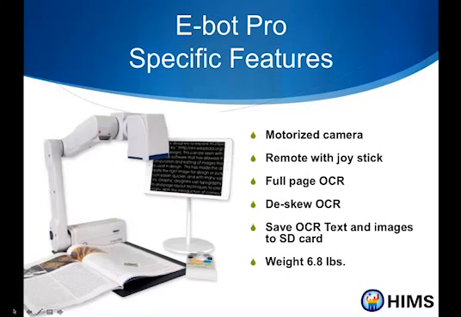Now the E-bot Pro has so much more because the camera is motorized. So that means the student can operate it with a remote control that has a joystick on it, or through the iPad or the Android tablet by gestures on it. It has full page OCR because there are 2 cameras on this unit. So this allows a picture to be taken of a full page, and then it can be read to the student, and it can increase or decrease the magnification and the colors.